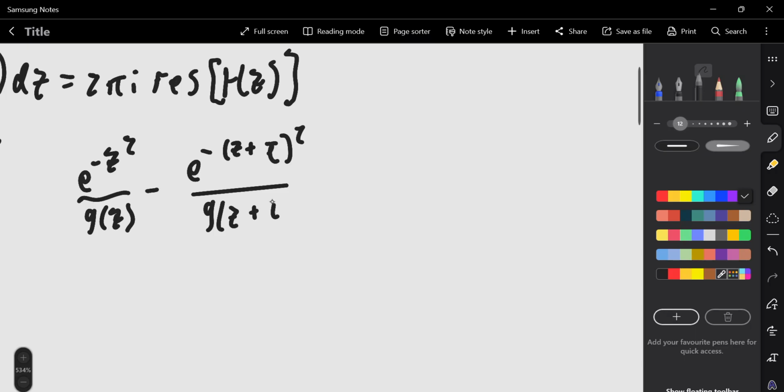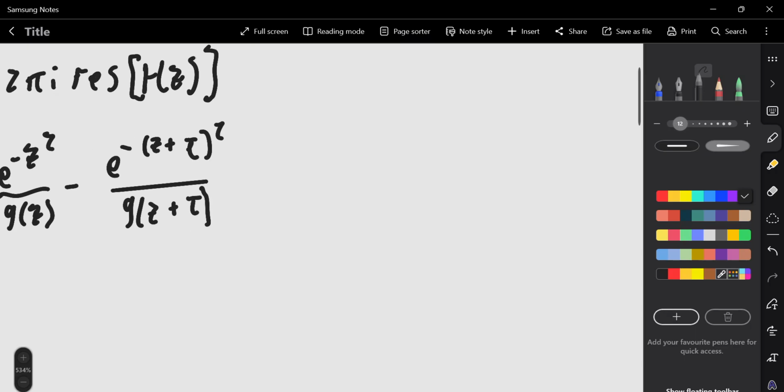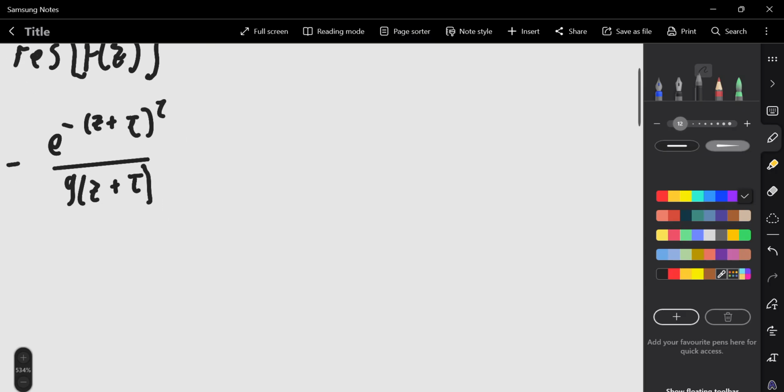Oh, how is this going to help? Like, how is it actually going to help? It just looks annoying. So I've got to expand.